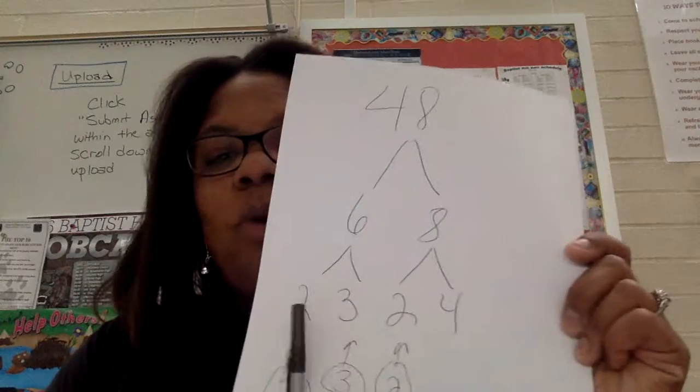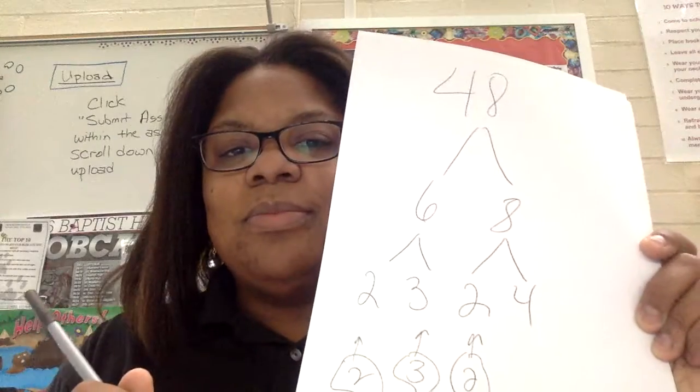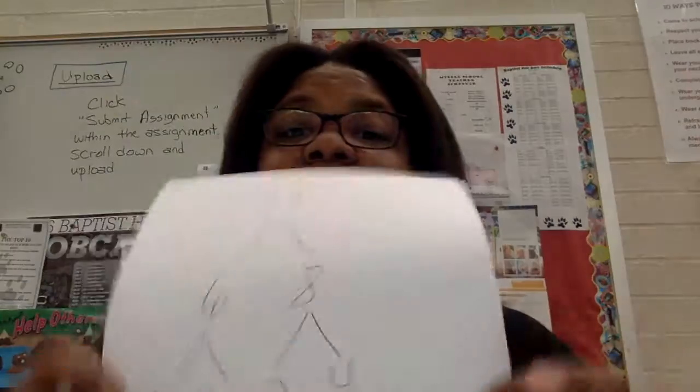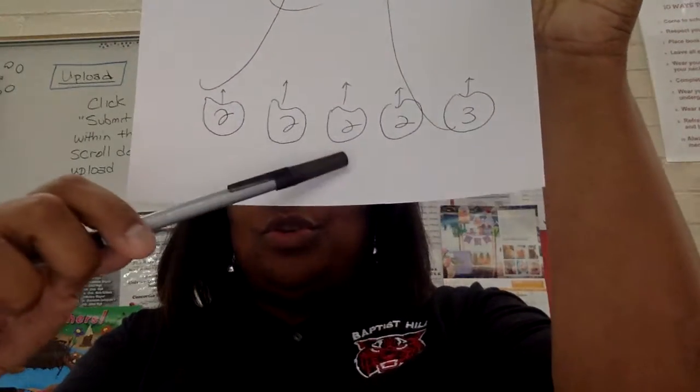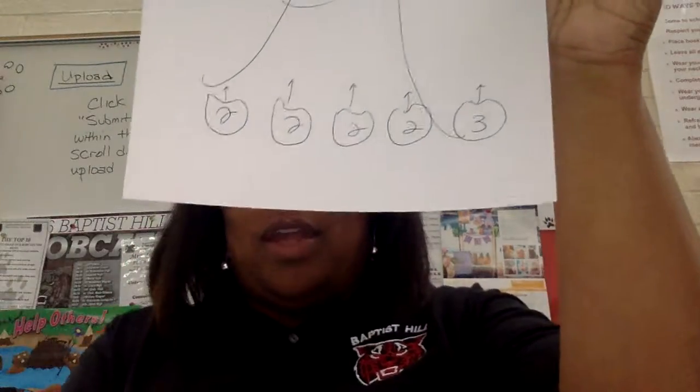Now, what about 4? Is 4 a prime number? Perfect, it is not. So we have to keep going with 4 because we need all of the numbers to be primes. So what two numbers can I multiply to get 4? Great, 2 and 2. So at the bottom of my prime factorization tree, you should end with 2, 2, 2, 2, 3.